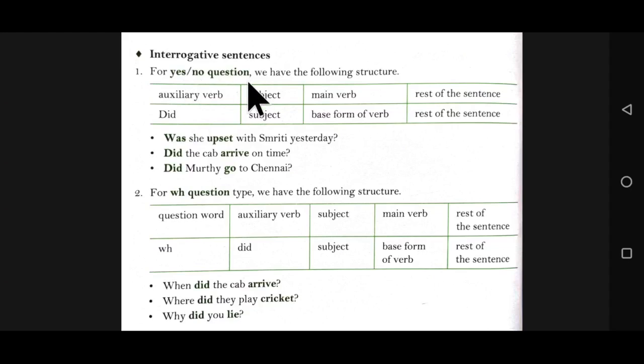Now we are going to see the structure for WH questions in simple past tense. And what are WH questions? Those in which words like which, when, where, why come. WH, okay? So these types of questions are known as WH questions. So what is the structure, students? First of all, the question word comes, that is the WH word. So first of all, what comes? The question word comes, that may be when, where, or why.